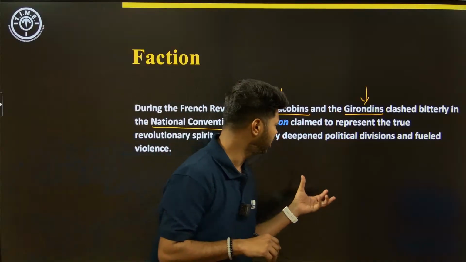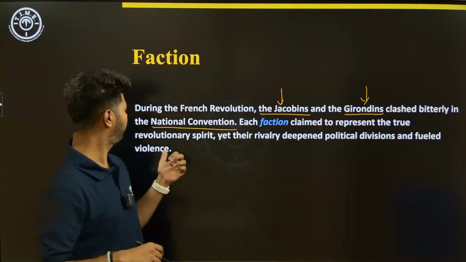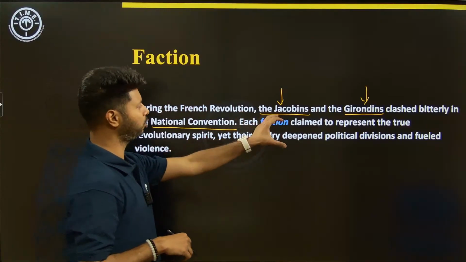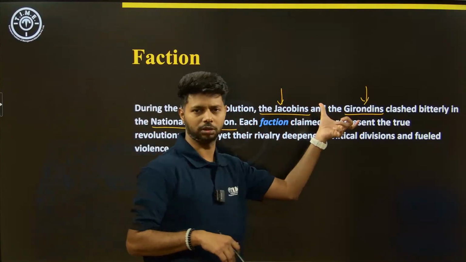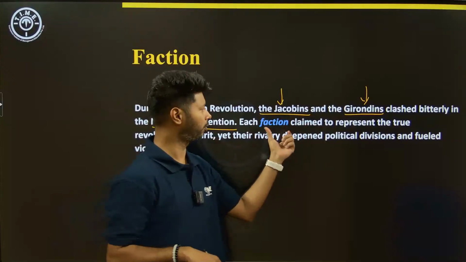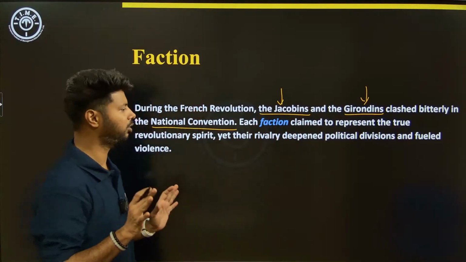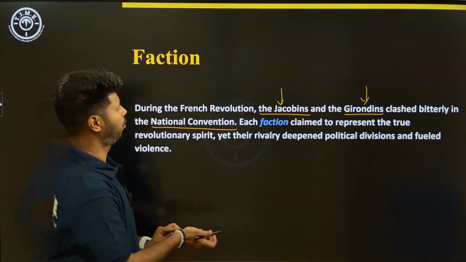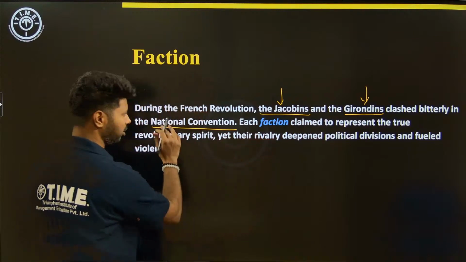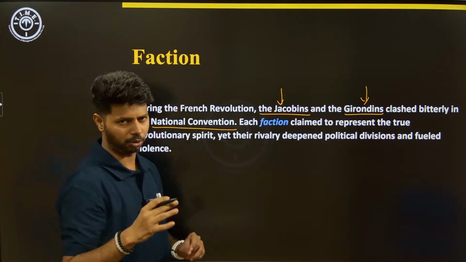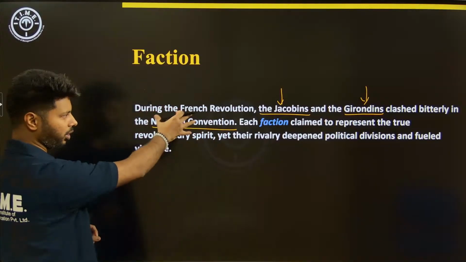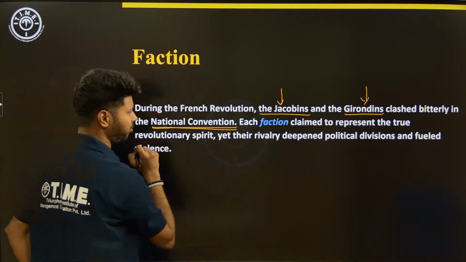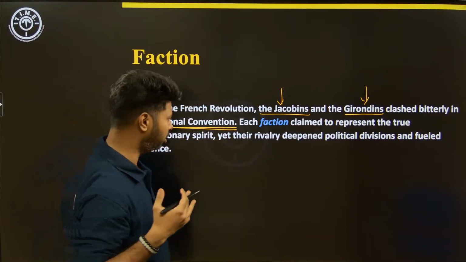Yet their rivalry deepened political divisions and fueled violence. So how exactly am I supposed to gather what faction means from here? Two groups. So faction, from what I understand, is groups. But within what? Within this entire thing, which is highly political, right? Everything is talking about politics. So the National Convention is of some political influence.